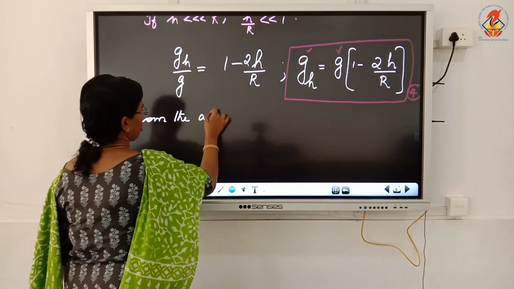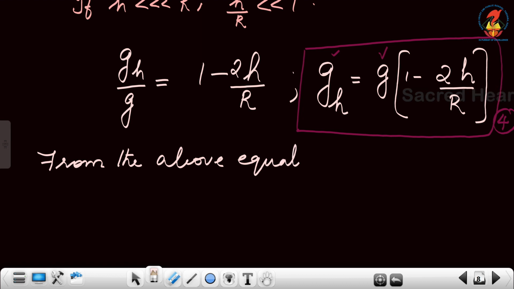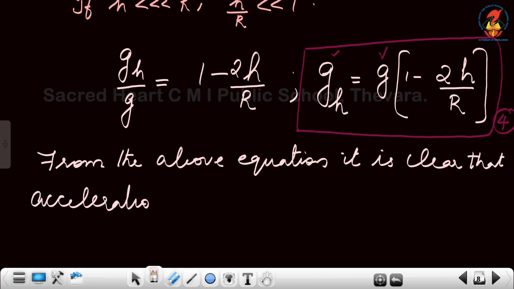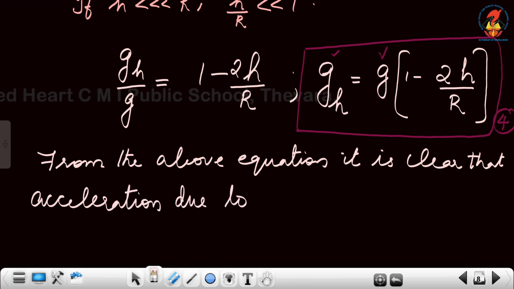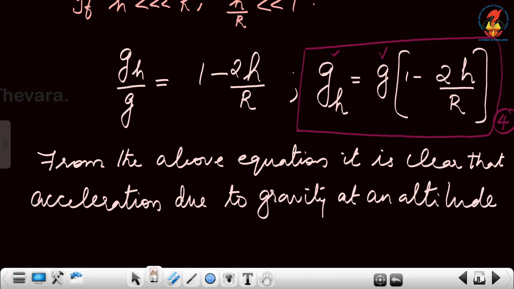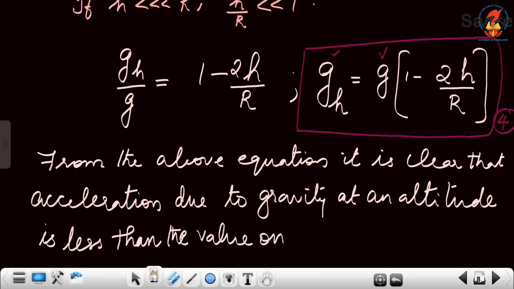From the above equation it is clear that acceleration due to gravity at an altitude is less than the value on the surface of the earth.